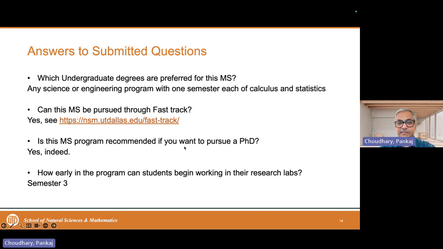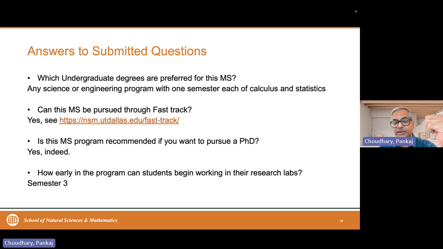Is this MS program recommended if you want to pursue a PhD? Indeed, this is one way to distinguish yourself from others. You understand that there is a lot of competition for good PhD programs, right? Generally, for a typical PhD program in a biomedical or health-related discipline, yes, there is strong competition, but it's very hard to find people who have very strong quantitative skills. So if you have these skills through this program, you can make yourself stand out.